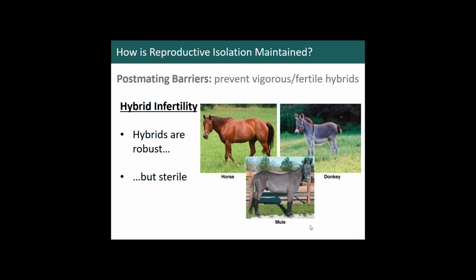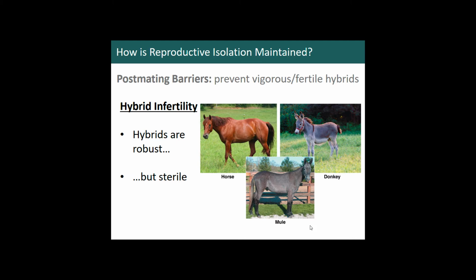So the only way you get more mules is to breed a horse and a donkey together again and make another mule offspring. Mules cannot reproduce with each other, and they can't back reproduce with either horses or donkeys. So the only way you get a new mule is to have a new hybrid formed.